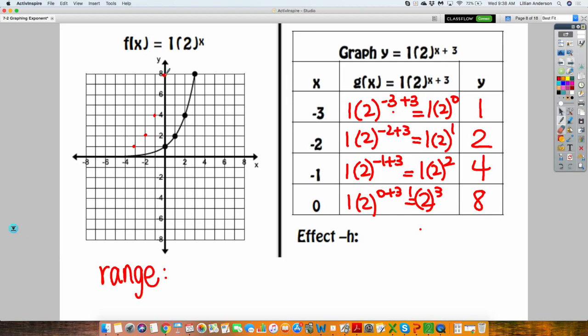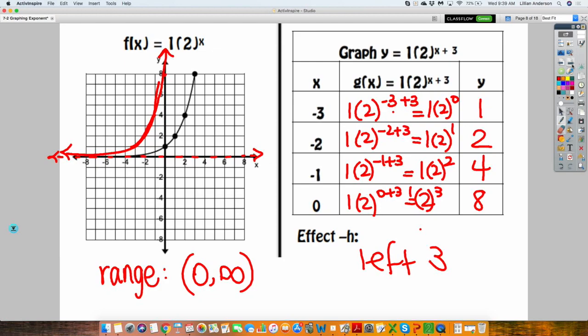What was the range of this function? 0 to infinity. Remember, it will always be 0 to infinity unless the graph has been moved down or up. So it's still approaching the x-axis, but never crossing or touching. So far, are there any questions? Does everyone see how this graph was moved to the left 3 units?